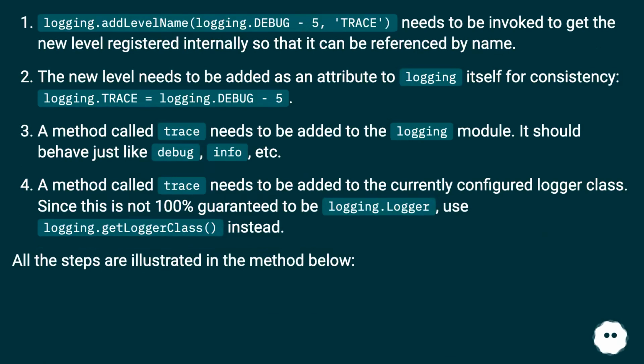logging.addLevelName(logging.DEBUG - 5, 'TRACE') needs to be invoked to get the new level registered internally so that it can be referenced by name. The new level needs to be added as an attribute to logging itself for consistency: logging.TRACE = logging.DEBUG - 5. A method called trace needs to be added to the logging module. It should behave just like debug, info, etc. A method called trace needs to be added to the currently configured logger class. Since this is not 100% guaranteed to be a logging.Logger, use logging.getLoggerClass() instead. All the steps are illustrated in the method below.